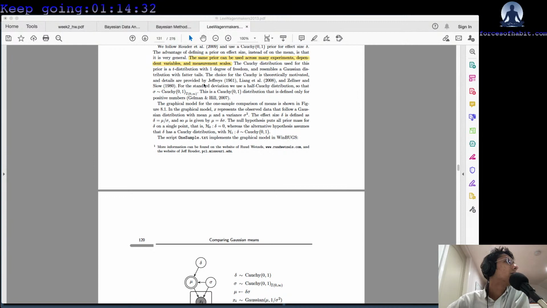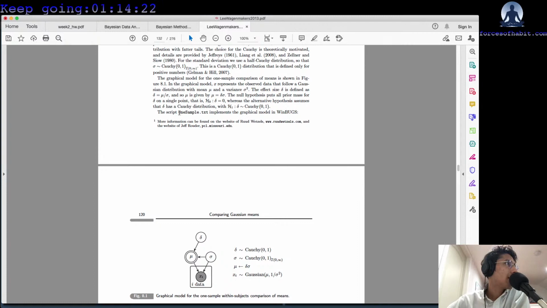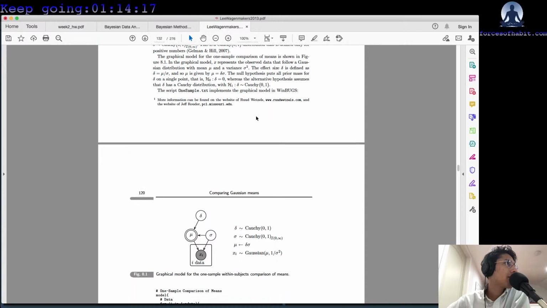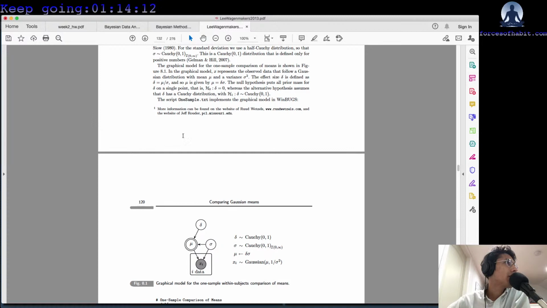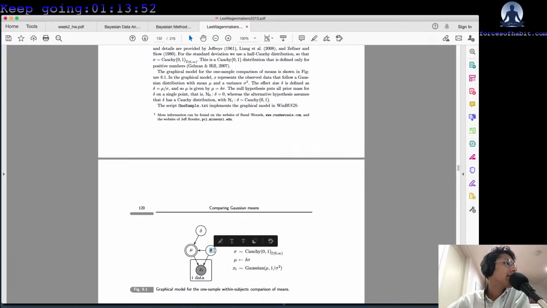Fatter tails. So let's take a look at the graphical model here, in the one sample test script. X is the observed data, and the observed data is going to have a mean and variance, and we can determine the mean from the effect size here. And sigma. So sigma times the effect size gives us mu; these things are interrelated to one another.